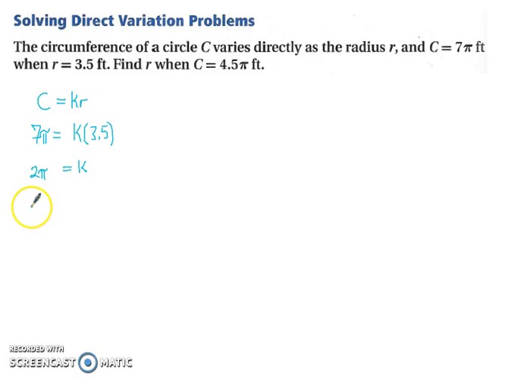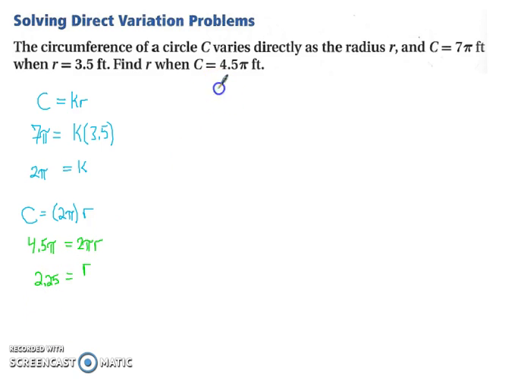We can then substitute that back in, so we'd have c equals 2 pi times r. And since we're looking for r when c is 4.5 pi, we'll stick that back in. So we have 4.5 pi equals 2 pi r, which means your radius is going to be 2.25.